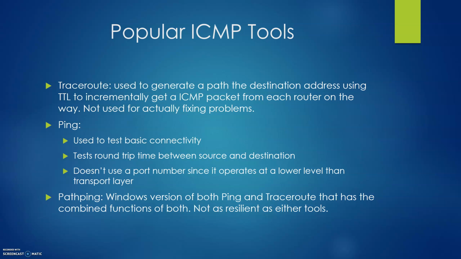And then there's ping, which is pretty commonly known. It's used to test basic connectivity. It tests round trip time between source and destination. It's a lot more compact than traceroute. It just associates itself with the destination and the source. And it doesn't actually use a port number since it operates at a lower level than the transport layer. Pathping is basically just a mashup between traceroute and ping. It's not as good as either one because you have to have something enabled on it that can cause a lot of problems, so it's not as resilient as either of them.